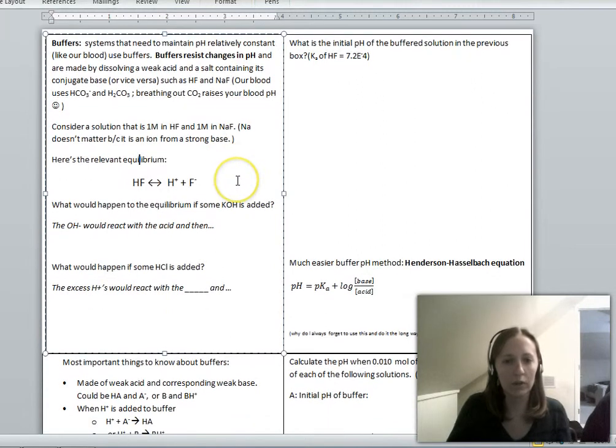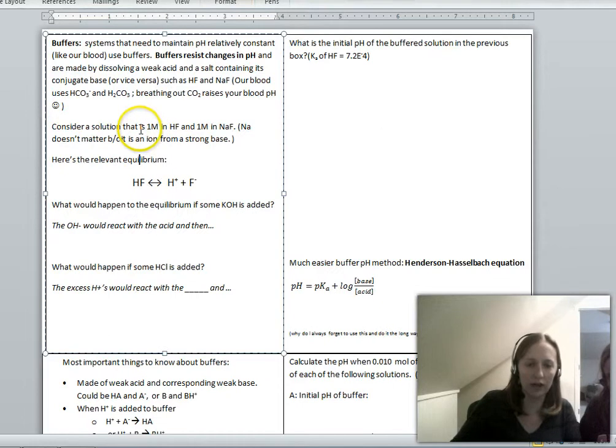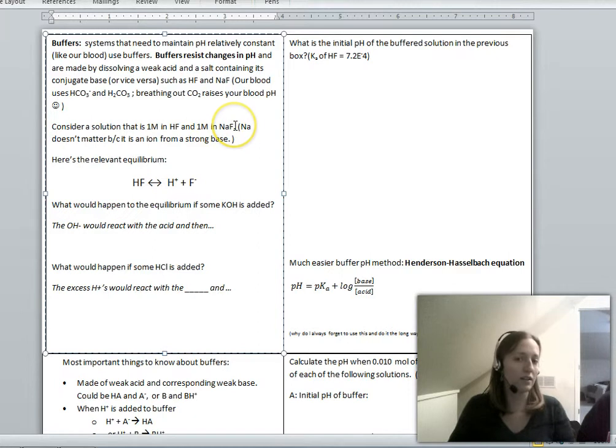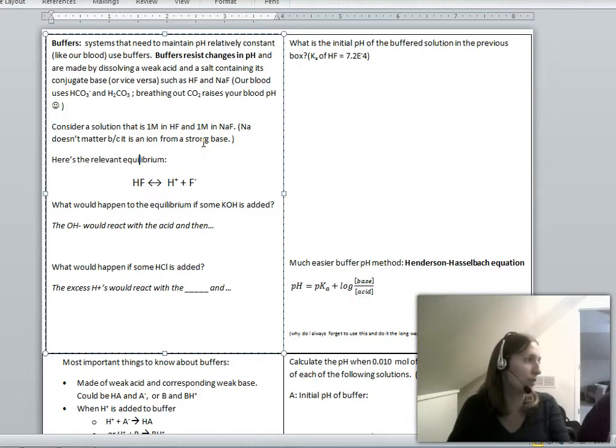So for example, you've got a solution that's got 1 molar hydrofluoric acid, which if you remember is a weak acid, and 1 molar sodium fluoride. This is an example of the common ion effect, where you've got fluoride and fluoride. You're putting in the weak acid and its conjugate base. The sodium doesn't matter, if you remember, because it's an ion from the strong base, sodium hydroxide. Strong things don't affect pH, weak things do.